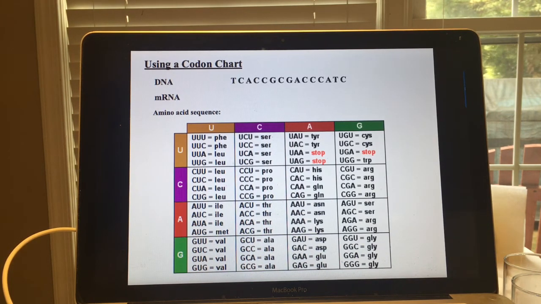So I've thrown up on the screen a little segment of DNA, and I'm going to pause and see if you can come up with the messenger RNA sequence that would be complementary to that DNA. Remember, there's no thymine in messenger RNA.